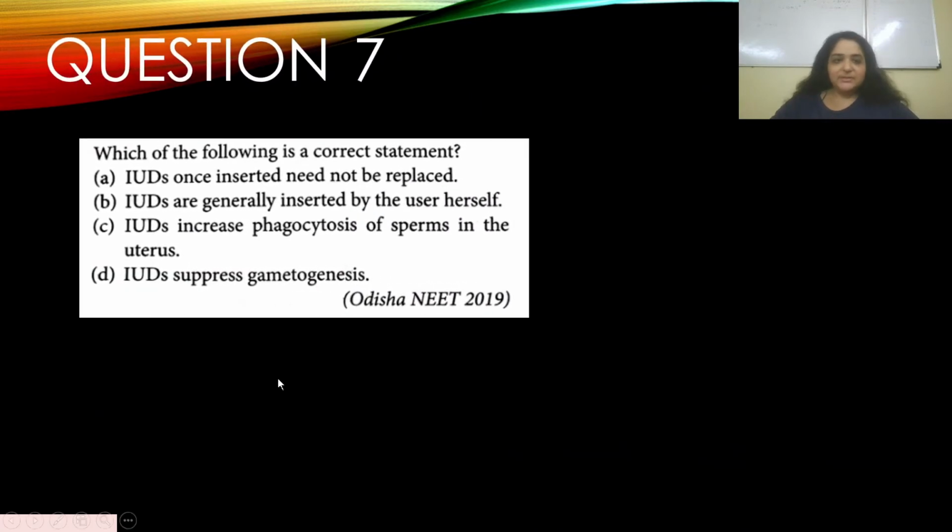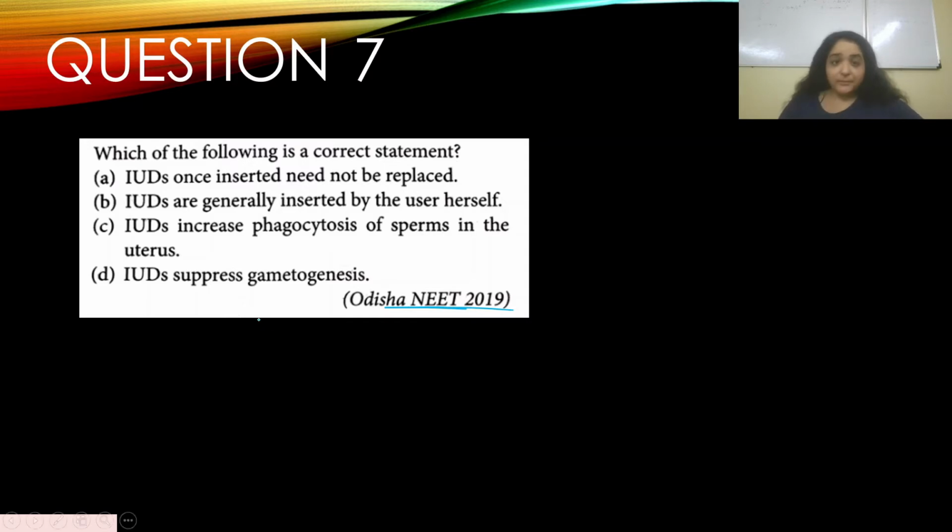Question number 7. Which of the following is a correct statement? This appeared in Orissa NEET 2019. A. IUDs once inserted need not be replaced. B. IUDs are generally inserted by the user herself. C. IUDs increase phagocytosis of sperm in the uterus. And D. IUDs suppress gametogenesis.